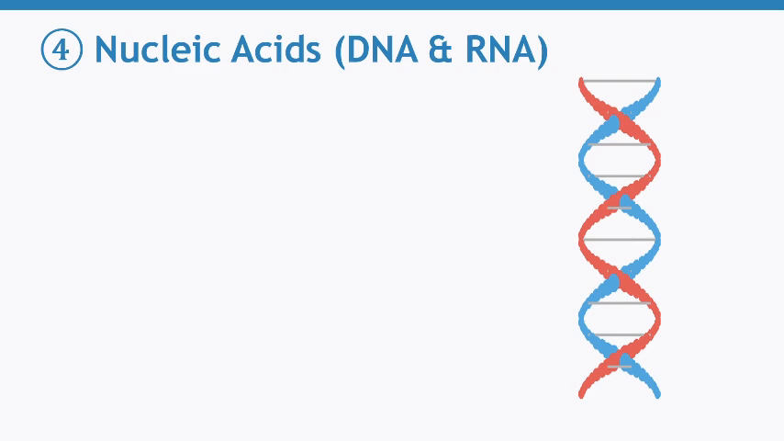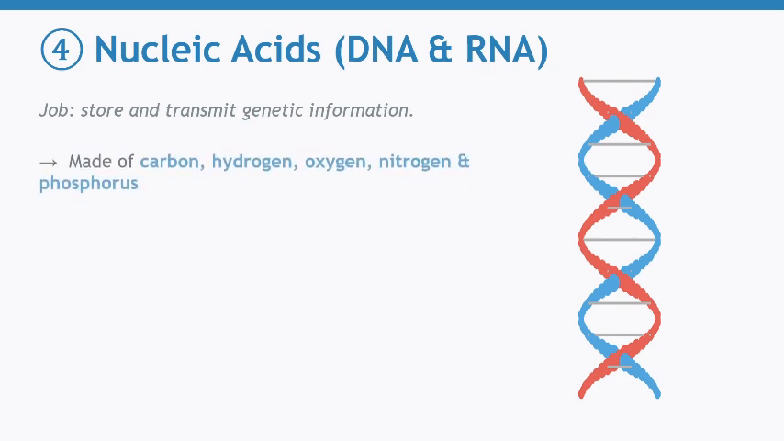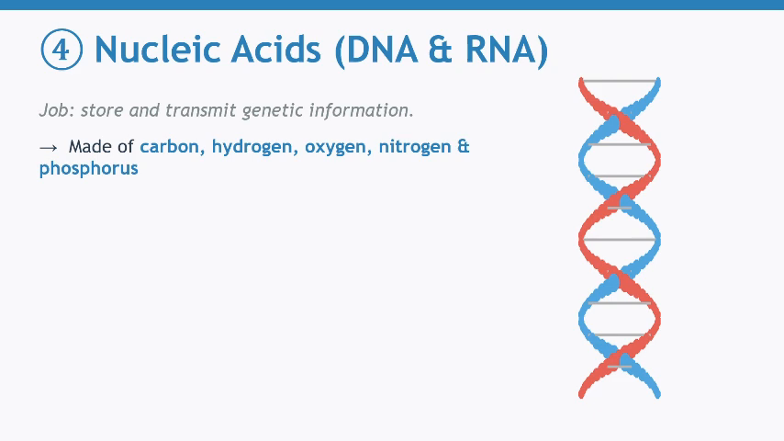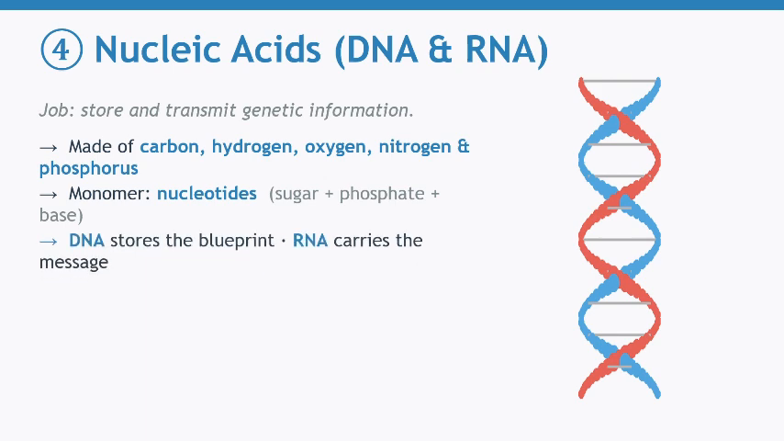And finally, nucleic acids, DNA and RNA. These are the information molecules of life. Their job is to store and transmit genetic information, the instructions for building and running every living thing. They are made of carbon, hydrogen, oxygen, nitrogen, and phosphorus. Their monomer is called a nucleotide, and each nucleotide contains a sugar, a phosphate group, and a base. DNA stores the master blueprint, locked in the nucleus, passed from parent to child. RNA reads that blueprint and carries the message to the ribosomes where proteins are built.